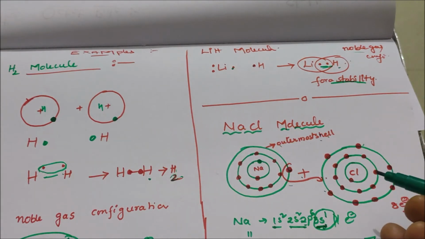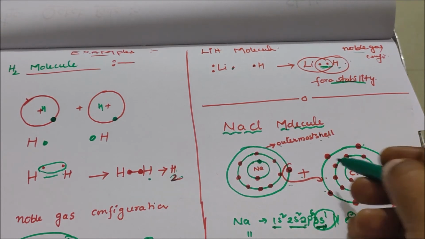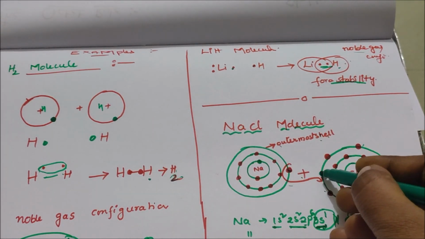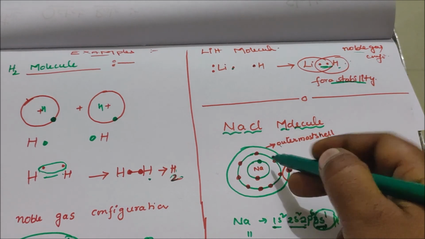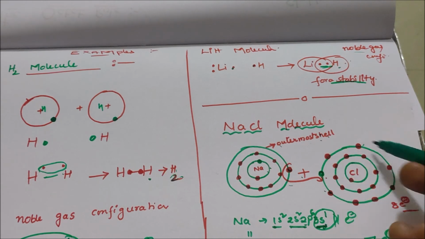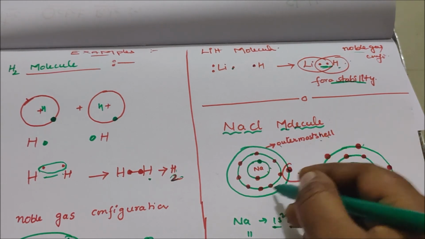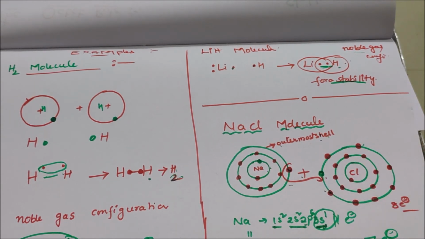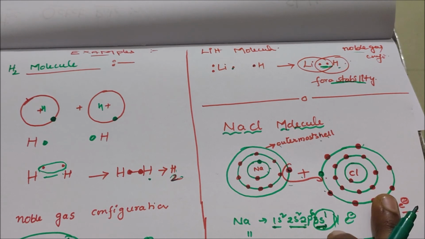For stability, sodium loses 1 electron to the chlorine atom. So sodium has the octet configuration, and chlorine gets the octet configuration. It forms a stable configuration, and the NaCl bond is formed. This is the octet rule example.